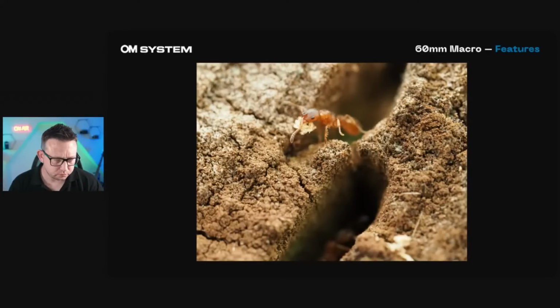Now, I want to show you a couple of images from that lens. So this one, quite obviously, is an ant. This is an important image in terms of something that I'll show you later on. So I've got a comparison later on to show you the difference between what 1-to-1 ratio will get you, because this was shot on the 60mm at 1-to-1, so full life size, 1 times magnification.